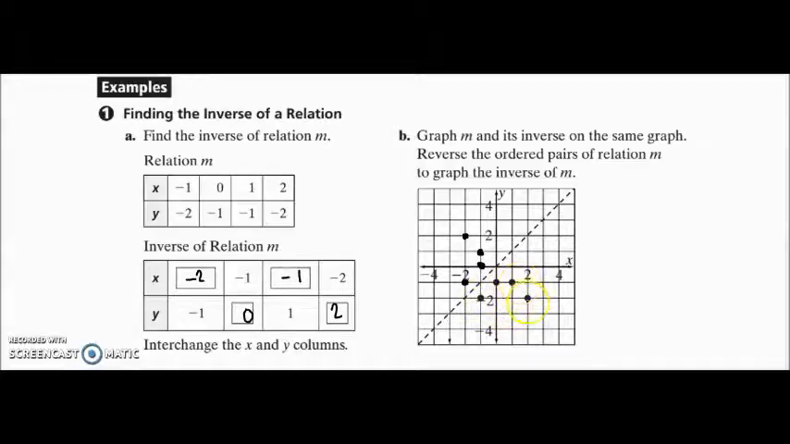So before this was a function, remember our vertical line test, it doesn't connect at any more than one point if we use a vertical line. This is a function. Its inverse is not, because look at this, we connect with 2 points right here. So this inverse relation is not a function.